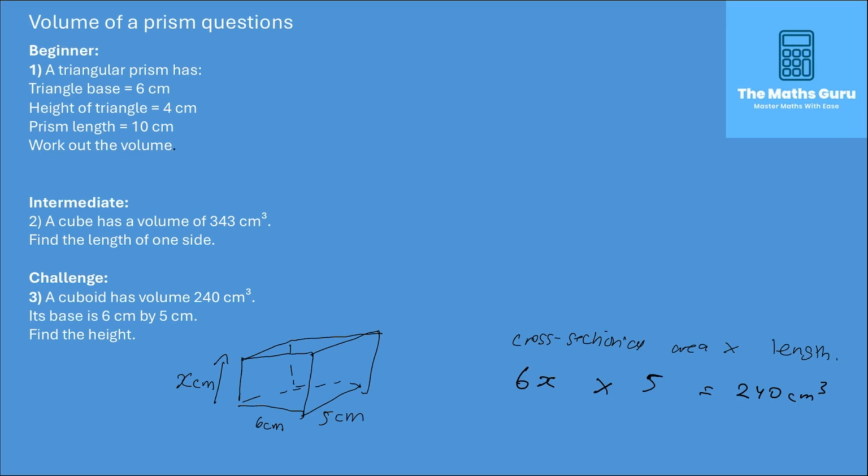Then to get this in terms of x, we have 6x, divide 5 from both sides, which is then going to be equal to 240 divided by 5, which gives us 48. Now to get x alone, we have to divide through by 6 again, so divide both sides by 6. X is going to become 8 centimeters, and therefore our height is 8 centimeters.